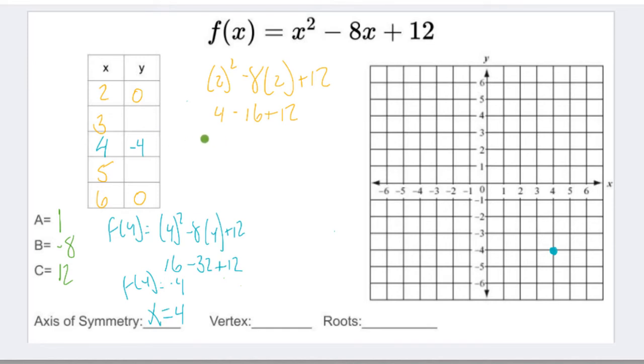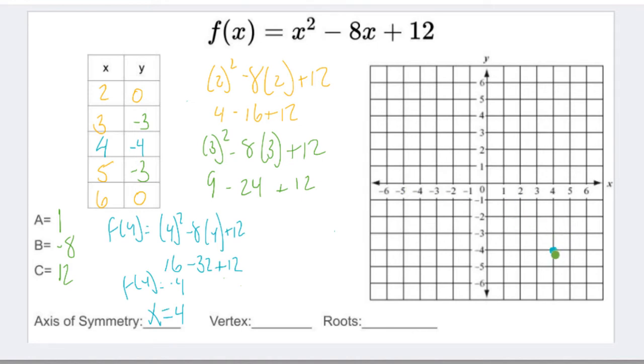Now I'm going to plug in 3. So 3 squared minus 8 times 3 plus 12. So 9 minus 24 plus 12. So 9 and 12 is 21, minus 24 is negative 3. And if that's negative 3, it's also negative 3. So now we got 5 points and we only had to find 3 of them.